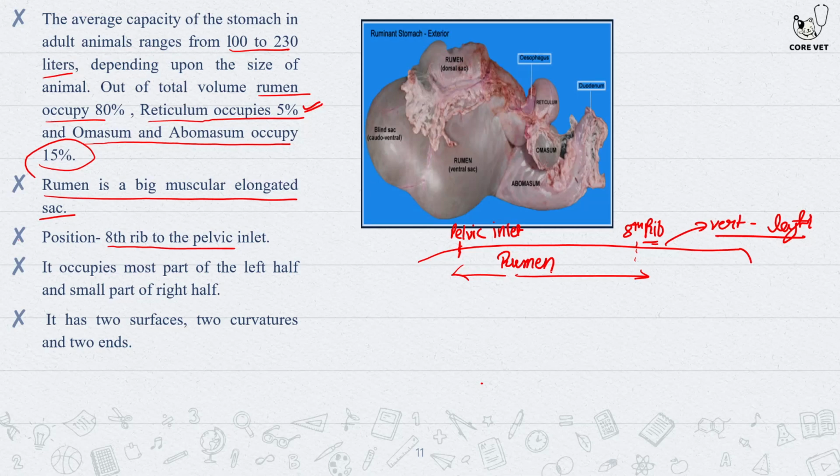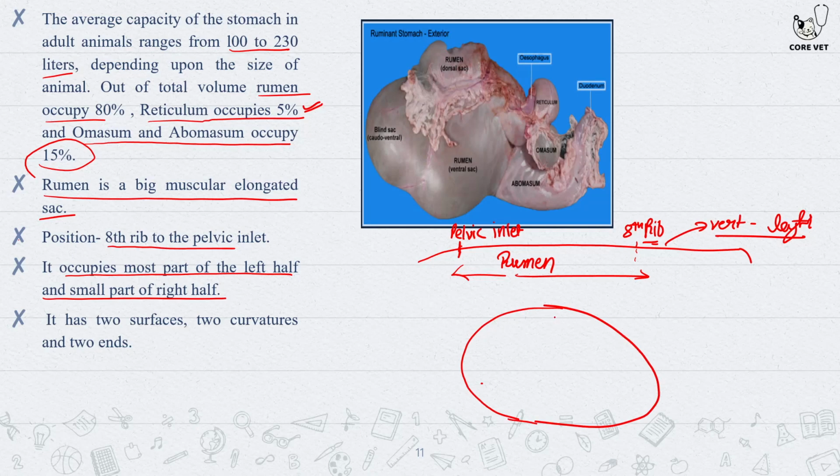You can see how big an area the rumen comprises in the abdominal cavity, right? I'll show you in the upcoming slide also how big the rumen is. It occupies most of the left half and a small part of the right. So if this is the abdomen, consider this the abdominal cavity.